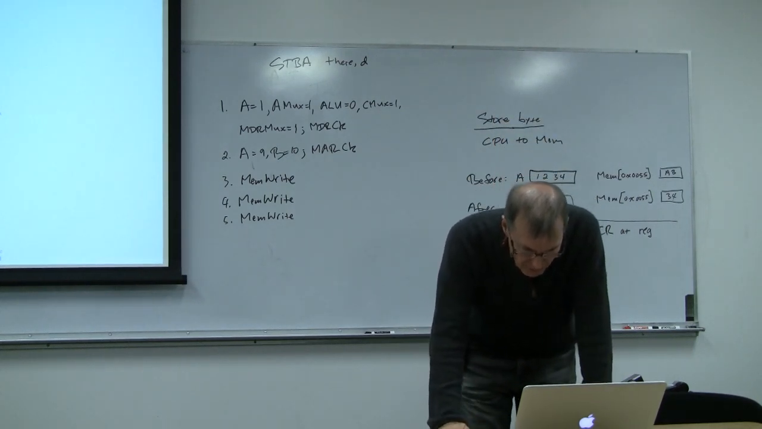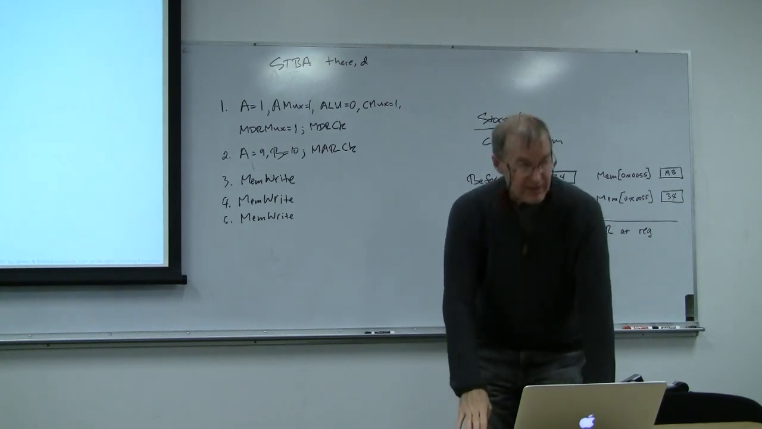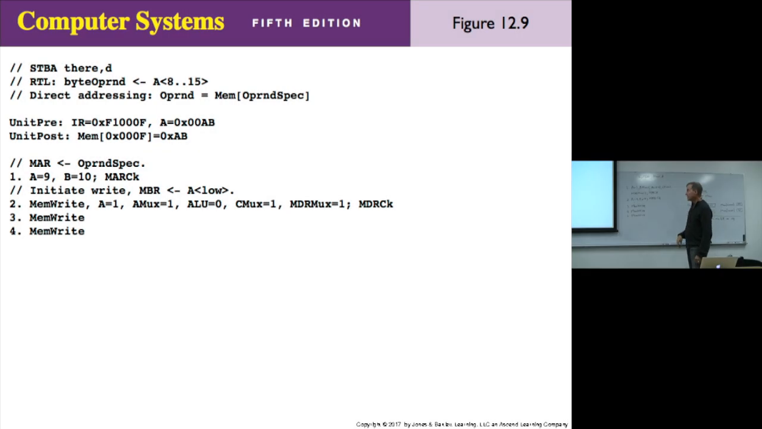I think we can do it in 4. Let's see. Because what did we do here first? Byte 2 and 3. Remember when we started here, we said it might be better if we did this right, because there's a bus protocol that we didn't know about. But if we do this one first, we can get it done in 4 cycles. So look at what we did. We did A equals 9, B equals 10, MAR clock. So we did this one first. If we do this one first and then this one second, then it will work.